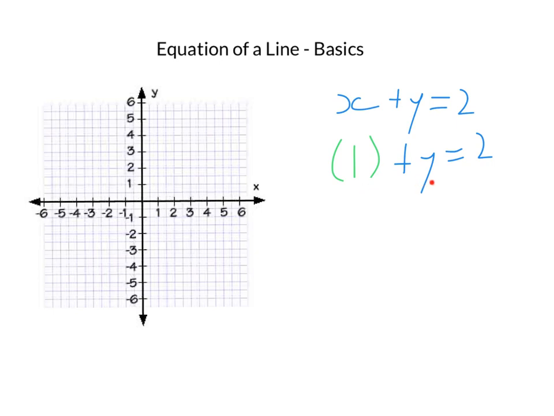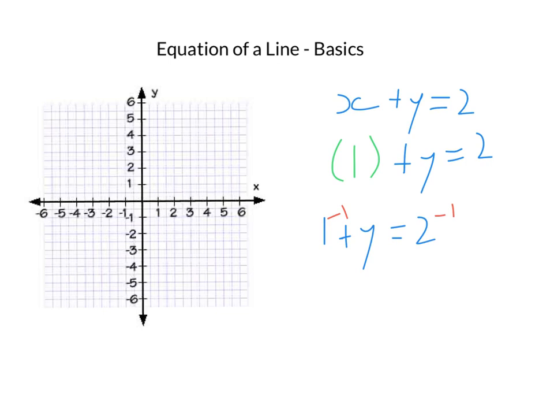So I've subbed in 1 for the x. Now the only unknown variable is y. So we can figure out what the y coordinate is when the x coordinate is 1. So to solve this out, we're going to rewrite it. And to get y by itself, we'll just take 1 away from each side. So we're taking 1 away from the left side and 1 away from the right side.